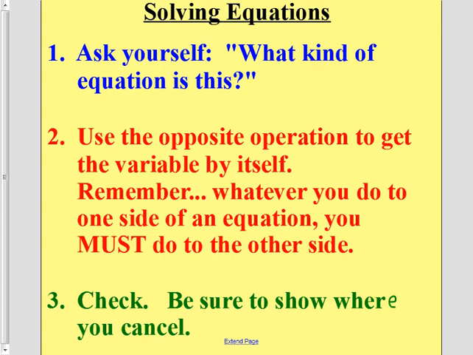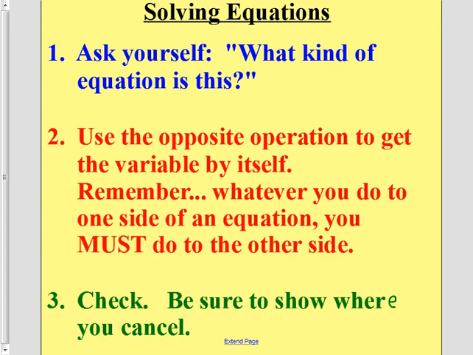All right, so when we say ask yourself what kind of equation this is, what we mean is, if it's an addition, we start by looking at what's being done to the variable. Is there something being added, subtracted, multiplied, or divided with the variable? That's what kind of equation it is. I'm asking what operation you see. And then we use the opposite operation, and our goal is to get the variable by itself.